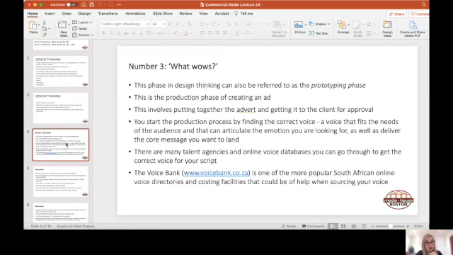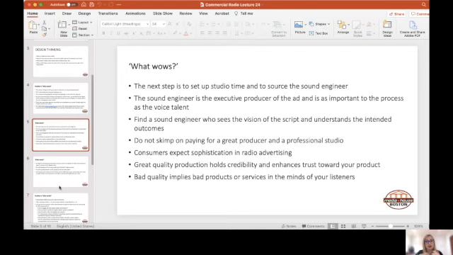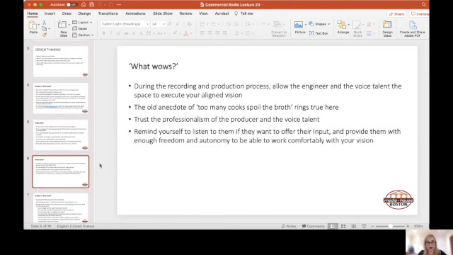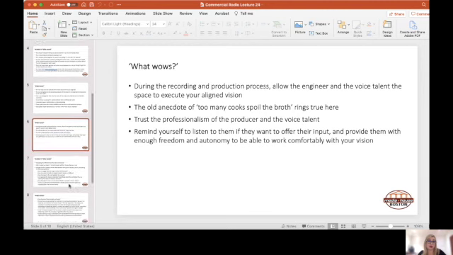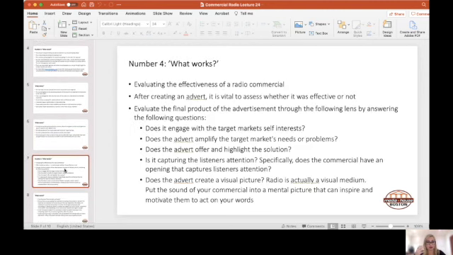Okay, so you get a voice, which we just looked at. You get a sound engineer, you get a studio, you get them all in there together. You get them to see your vision of the script and get them to understand your intended outcomes. So they'll put something together, which they'll send to you to listen to. And then you'll get to number 4, which is what works, which is where you evaluate the effectiveness of the ad, okay?